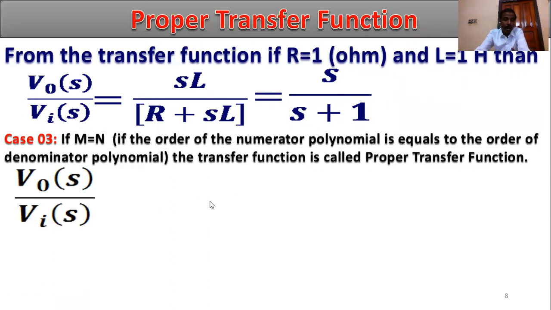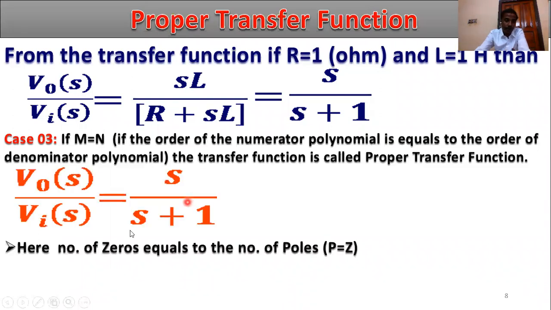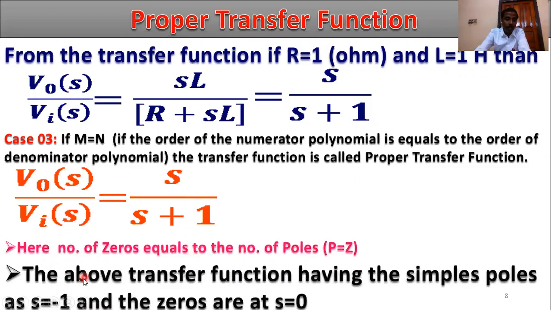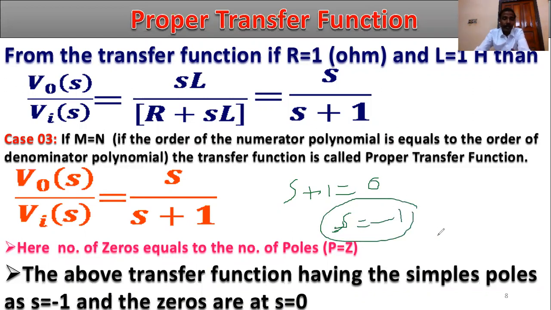So V_o(s) by V_i(s) equals s by s plus 1, already discussed here. Number of zeros equals number of poles. The above transfer function has a simple pole at s plus 1 equals 0. So s equals minus 1 is the pole, and the zero is at s equals 0, that means at the origin.